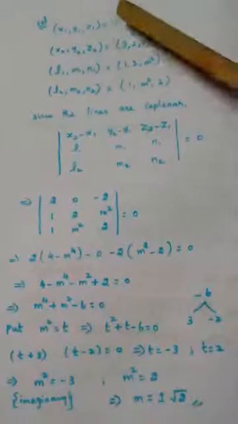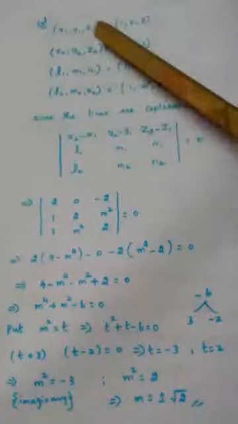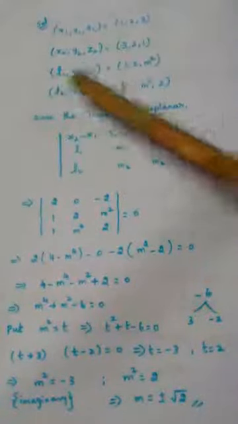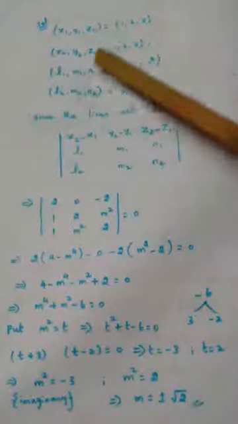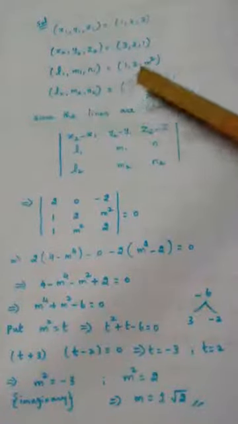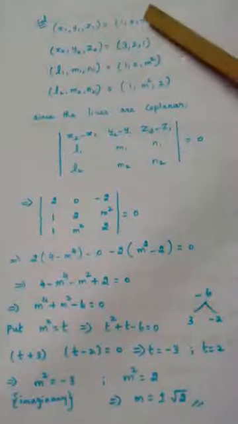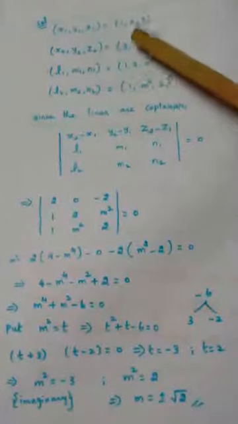Now see, these are all the things that I have told you: x1, y1, z1, x2, y2, z2, L1, M1, N1, L2, M2, N2. Where are we writing all these from? By just seeing the two lines. From the two lines we are writing all these four details.